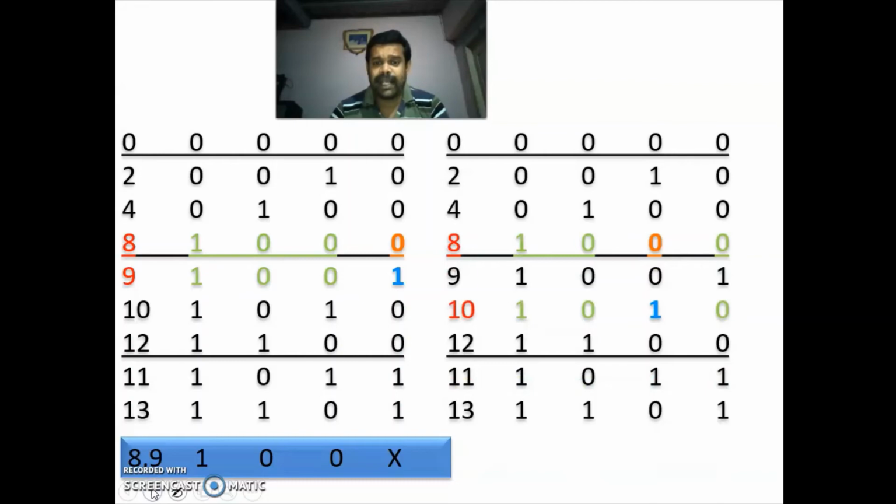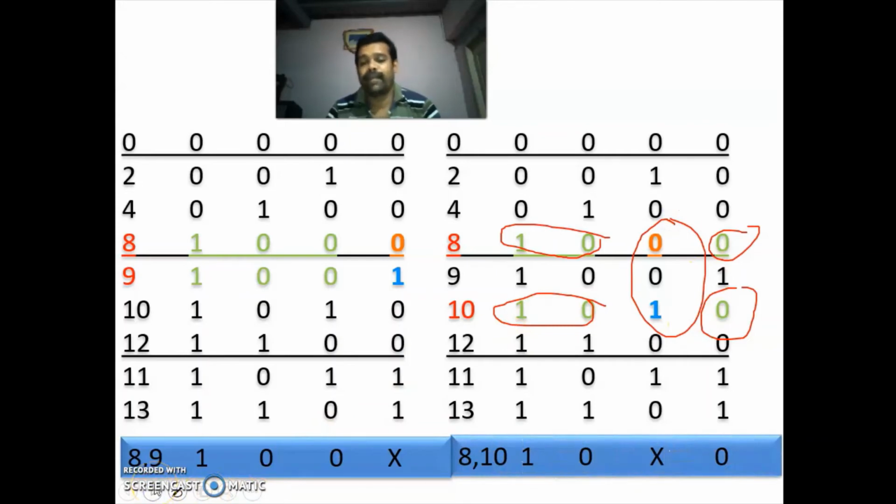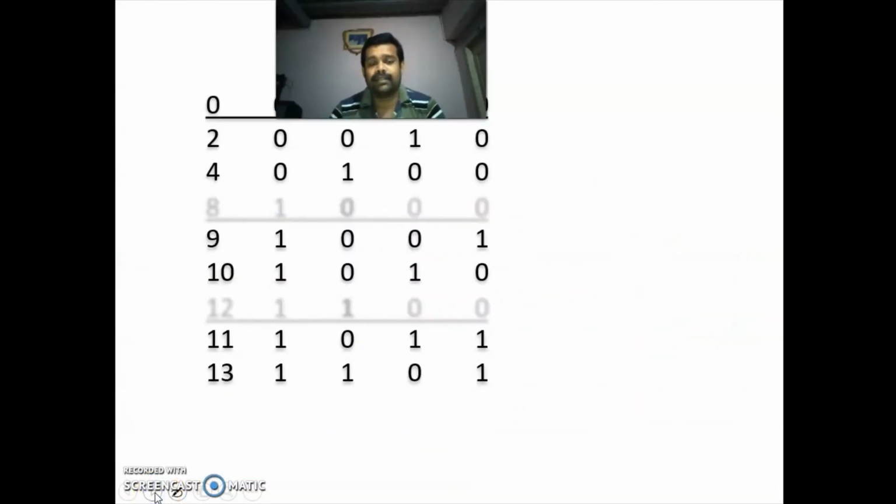Next, we are comparing 8 with 10. Here also only one variable is changed. First two and last one are same, and only this variable is changing. So 8, 10 is equal to 10x0.